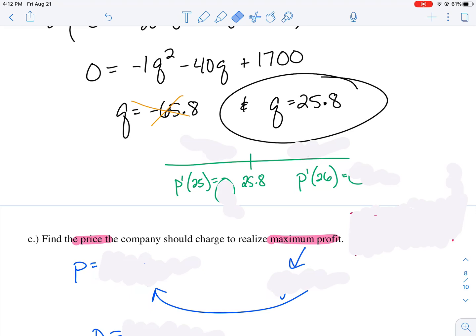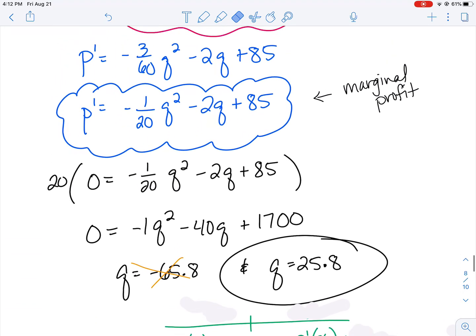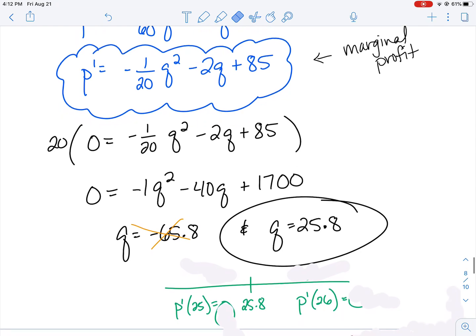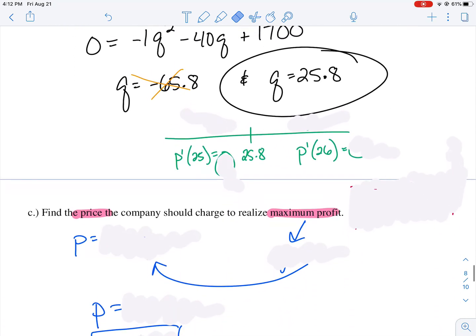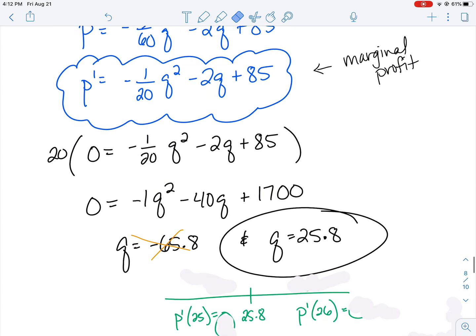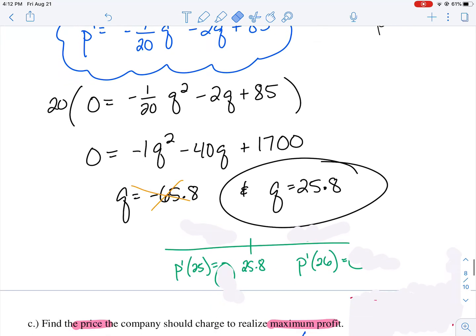So I'm going to take a number before 25.8. You can choose 25 if you'd like to. I'm going to choose a number bigger than 25.8. You can choose 26. Plug that into your derivative, remember, that would be the blue equation. And let's figure out if that derivative is positive or negative. So pause the video, try it. Make sure that you know how to do this all by yourself without just trusting me all the time, so that you know how to do it when you're doing your homework and your exam.